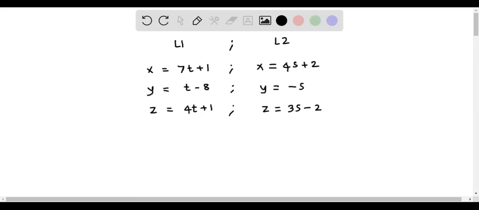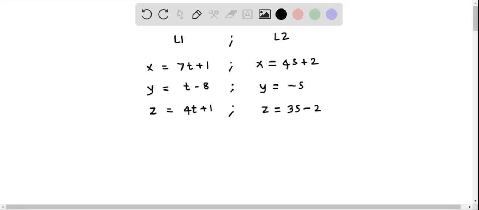Find the point of intersection of these two lines given in a parametric form. So this is the set of equations for line 1, and we have another set of equations for line 2. To find the point of intersection, we understand that the point that we find should be a common point to both lines L1 and L2.